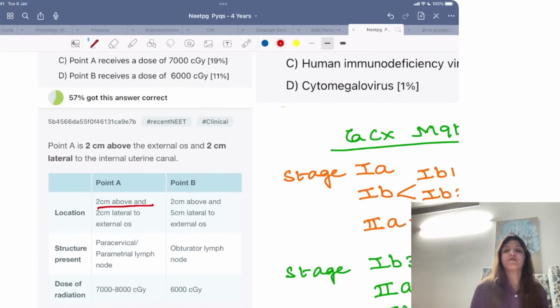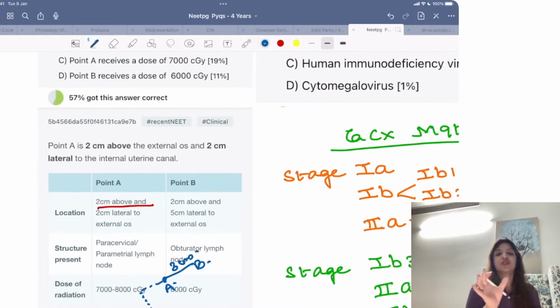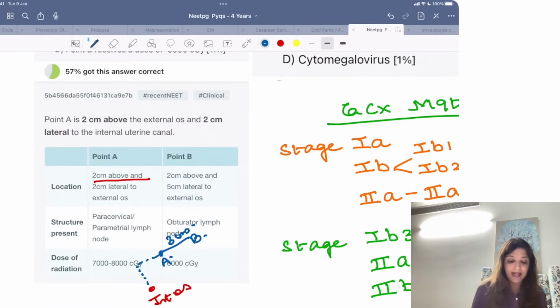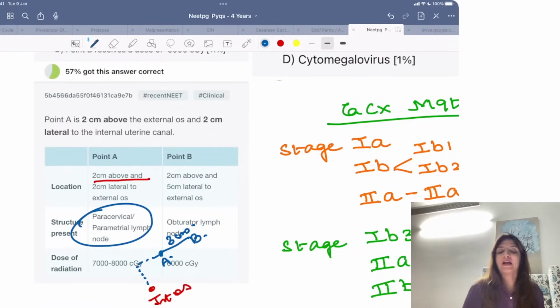Point A is 2 centimeters above and 2 centimeters lateral to the internal os. So, if this is the internal os, point A is 2 centimeters above and 2 centimeters lateral to the internal os. Point B is 2 centimeters above and 5 centimeters lateral to the internal os. That means the distance between point A and point B is 3 centimeters. Right?